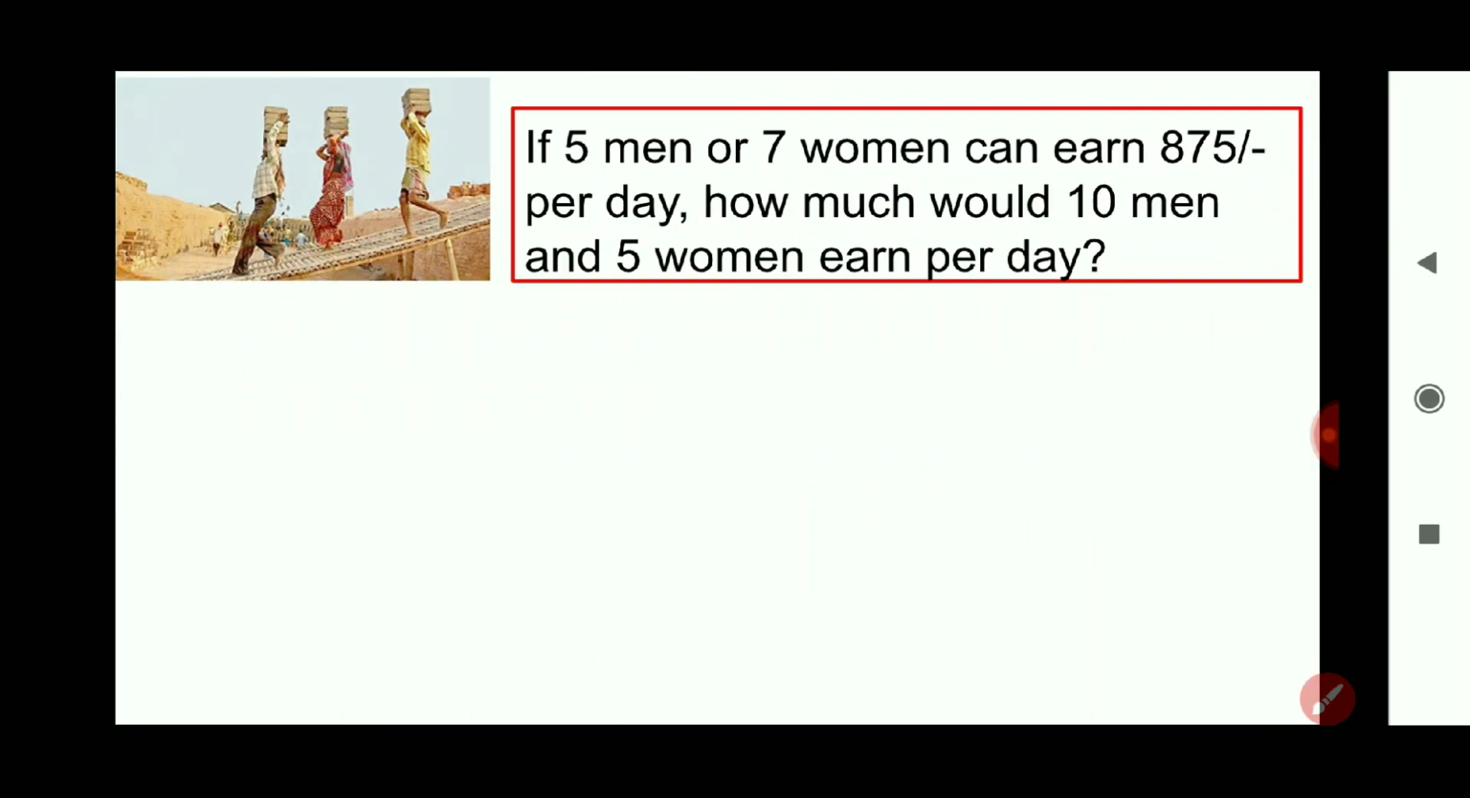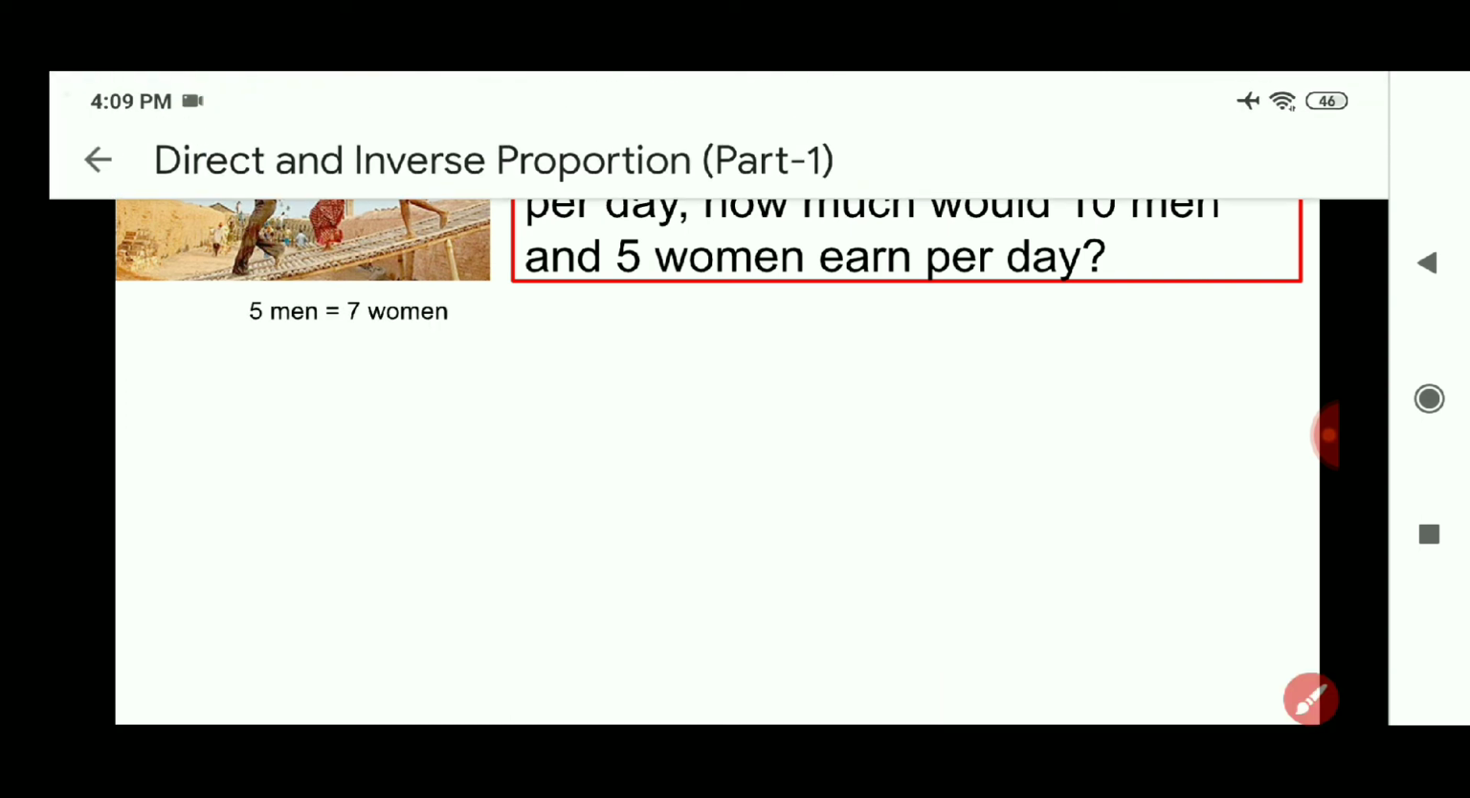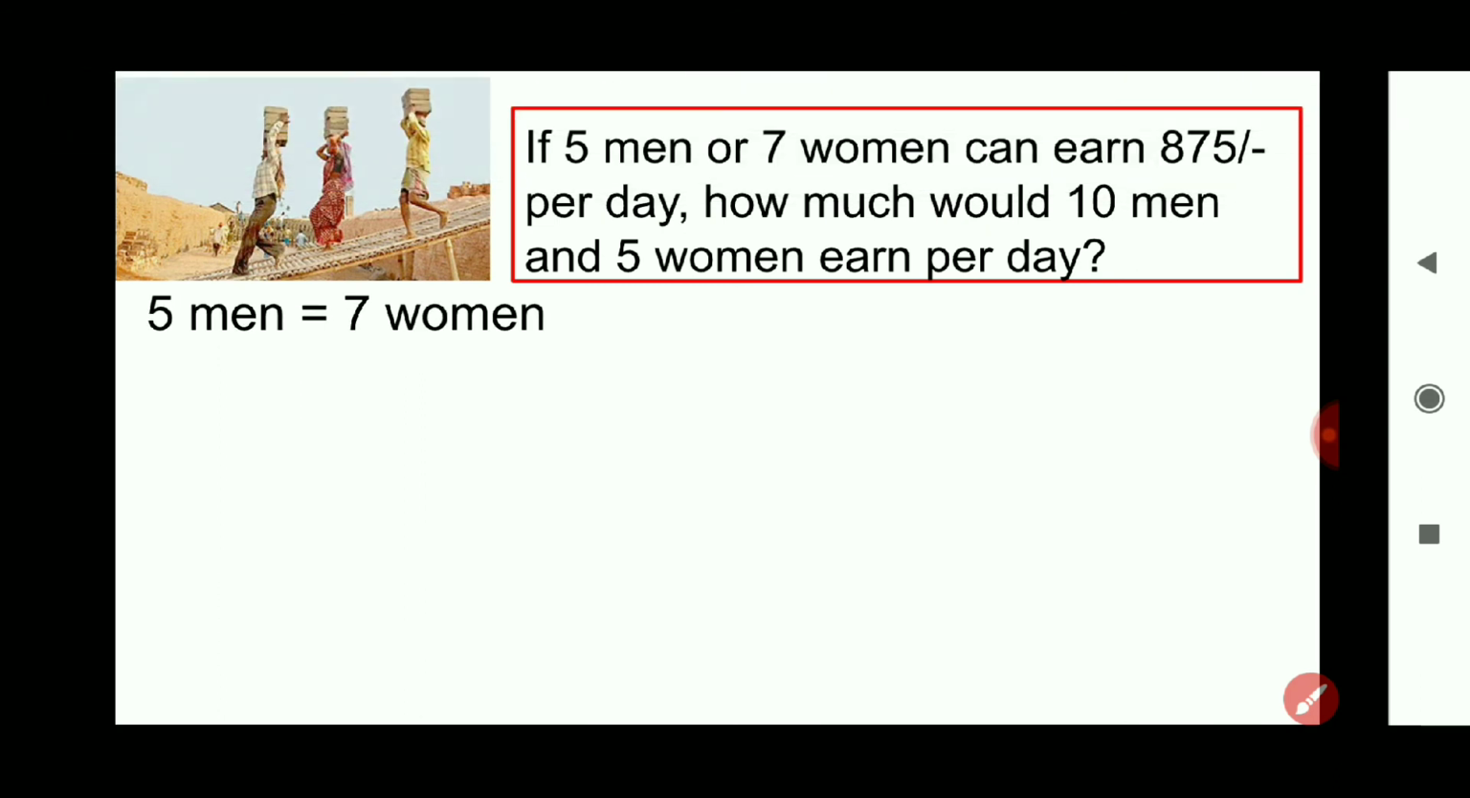Now let us solve the last question. If 5 men and 7 women can earn 875 rupees per day, how much would 10 men and 5 women can earn per day? Observe the question carefully. In this question, it is given that 5 men or 7 women. That means 5 men is equal to 7 women here. So it becomes 5 men equals to 7 women. That implies 1 man is equal to 7 by 5 women.